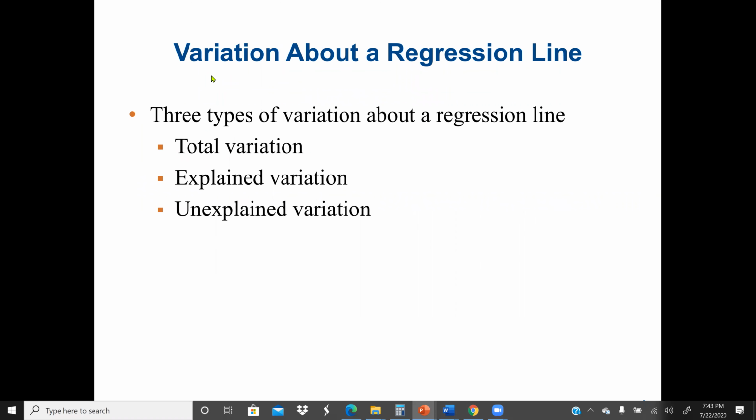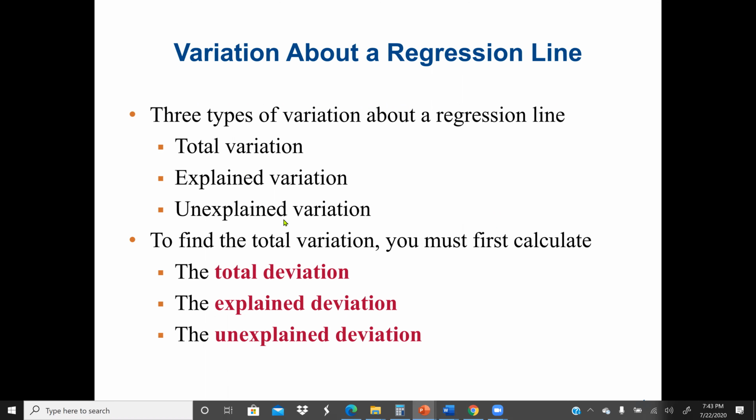So first, we start with the variation about regression line. We have three types of variation about a regression line. One is the total variation, then explained variation, then unexplained variation. Again, we will go through all the three one at a time. We have the total variation, explained variation, and unexplained variation.